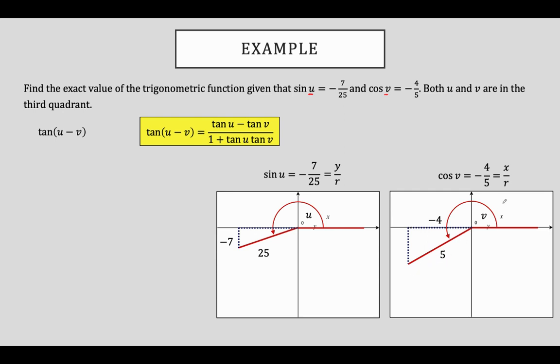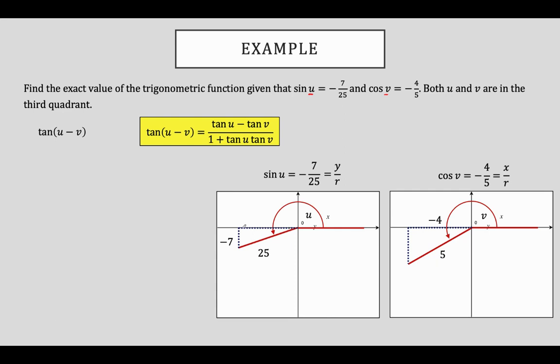Again, remember, r is always positive. R is a distance. Only x and y will be positive or negative, and that's going to depend on the quadrant that we are in. Okay, so here we have the angle v. Well, if we're going to find the tangent of u and the tangent of v, that means we need to identify the remaining ordered pairs, or sides of our corresponding right triangles.